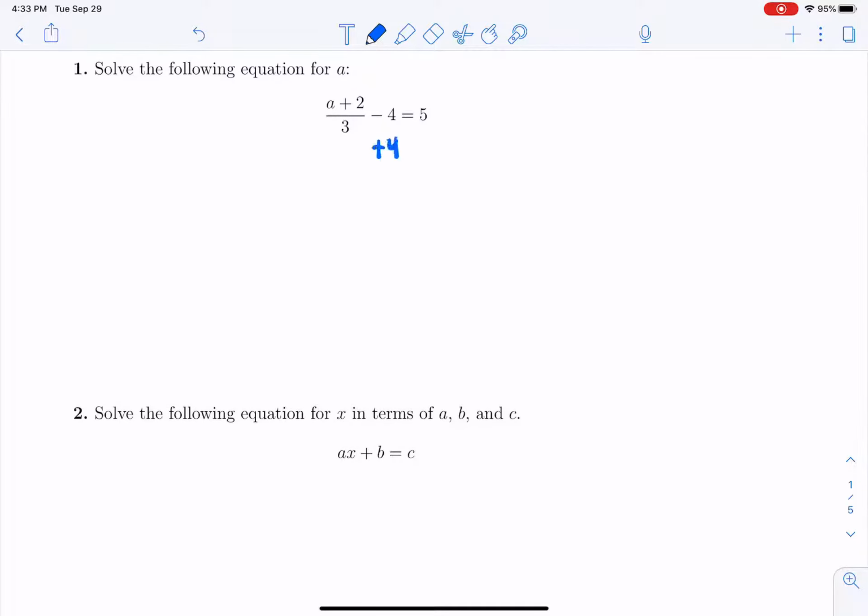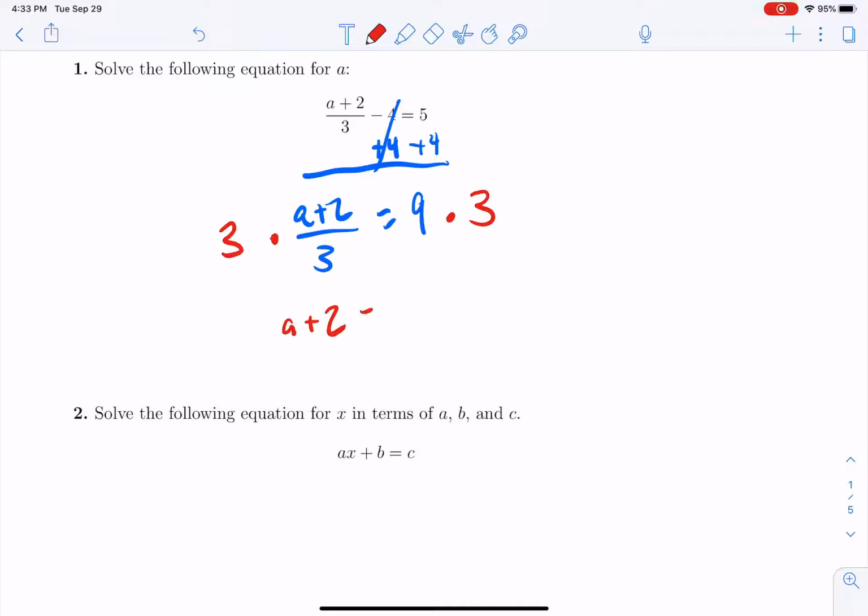And that's really that minus 4. So to undo subtraction by 4, we add 4 to both sides. And then we're left with (a + 2)/3 = 9. The next thing we'll want to undo is that division by 3, and we're going to do that by multiplying by 3. And I'll have a + 2 = 27. The 3's are going to cancel there. 9 times 3 is 27. To solve for a then, I'm going to subtract 2 from both sides, and I'll have a = 25.